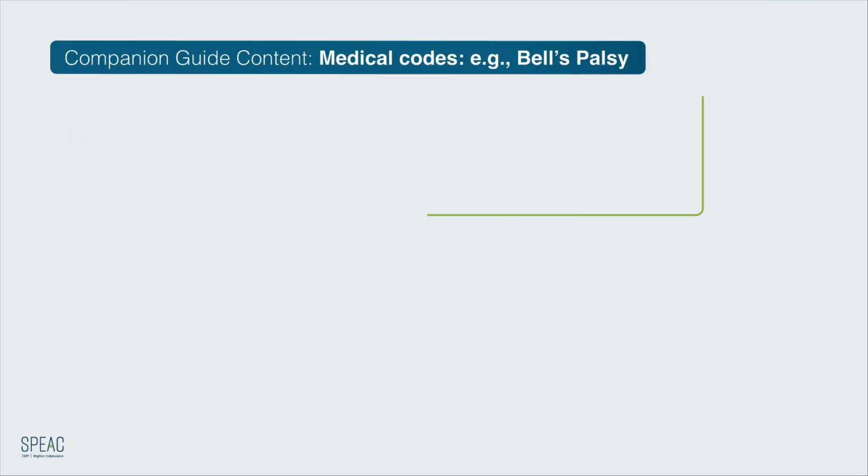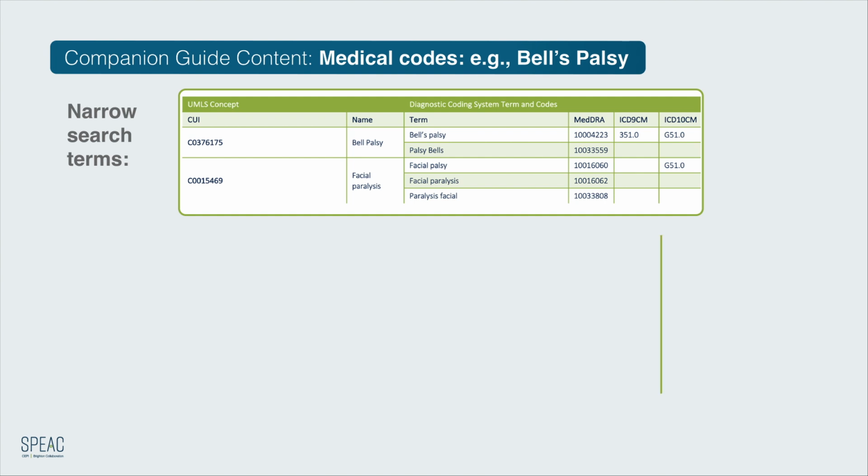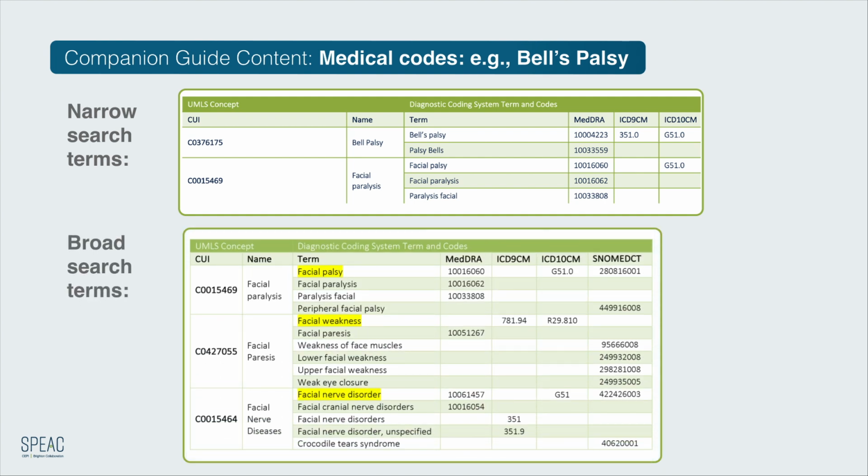Here's an example from the companion guide for Bell's palsy. The key information in the table is found in the columns under the diagnostic coding system terms and codes. The different terms are synonyms that are used by some, but not all coding systems. The companion guide always provides codes and terms that are very specific to the event of interest, referred to as narrow search terms. For Bell's palsy, there is only one narrow search term that actually specifies Bell's palsy.